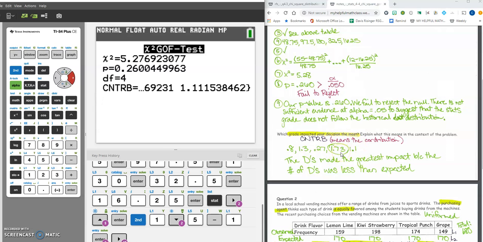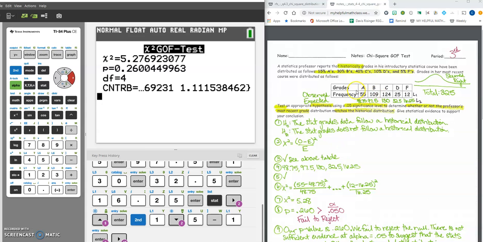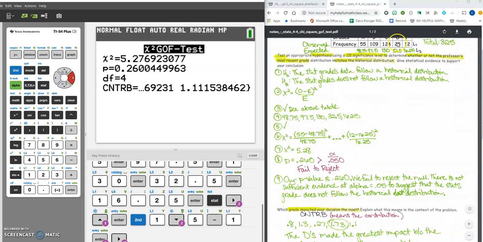From that, you will pick out which one is the greatest value. 1.73 is the greatest. Who cares which one is different somewhere else? Just look at this string of numbers. Which one's the greatest value? Well, that is the first, second, third, fourth. I'm now going to go up to my table. First, second, third, fourth. That is the D's. So it is the D's that made the greatest impact on this.